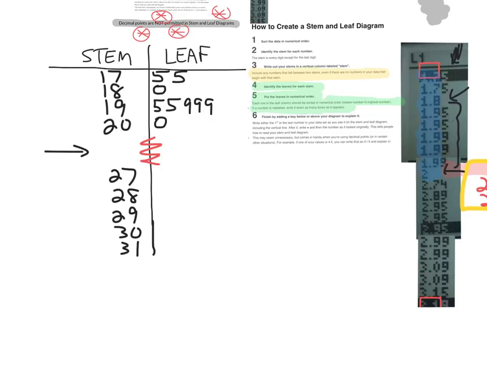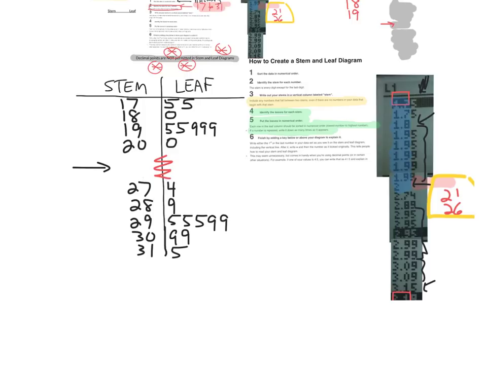Then I have my break in the graph. Then I have $2.74, $2.89. It looks like for the stem of 29, I'm going to have a lot of leaves. It looks like I have 3 5s, because there's 3 $2.95 boxes, and 2 9s. I have 2 boxes of cookies which are $3.09, so I need 2 0s, and 2 9s. And then I have a $3.15, a 5, and a 9 for the stem of 31.